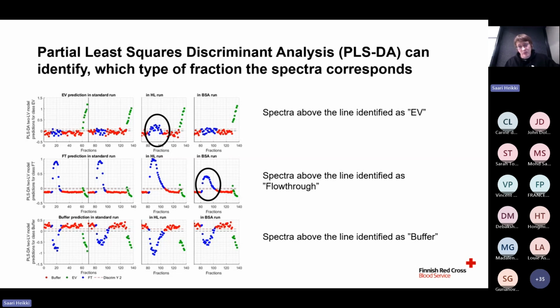But this is all quite useful. You don't get that much data from just a simple UV chromatogram. This will, I think, in the future be very useful for monitoring the EV purification process, which I think is a very understudied aspect of this field at the moment.